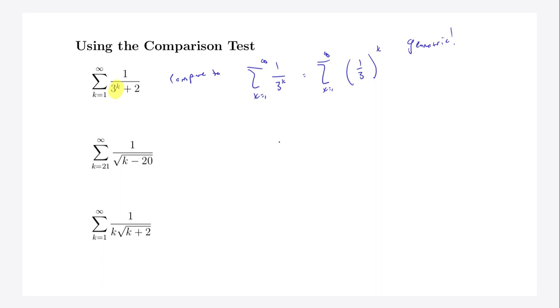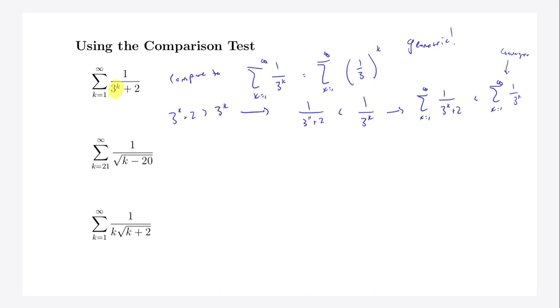So let's do a little comparison here. Let's say 3 to the k plus 2 is bigger than 3 to the k. That means 1 over 3 to the k plus 2 is less than 1 over 3 to the k. And that means this. We can order our series in the same kind of inequality. The series of 1 over 3 to the k is less than this convergent geometric series. And so we know this thing has to converge by the comparison test.